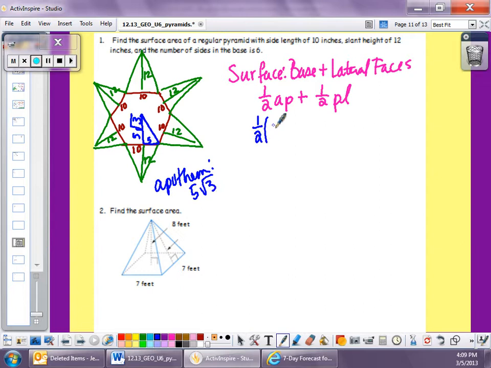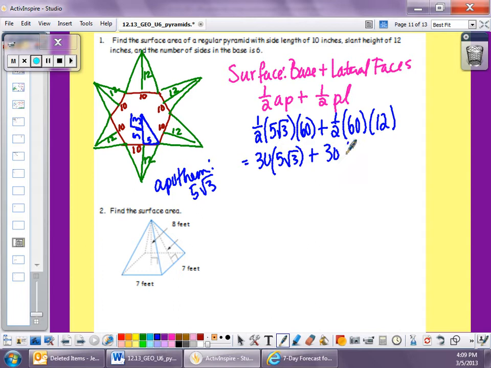1/2, 5 the square root of 3. The perimeter of my base was 10 six times. Excuse me, 60 plus 1/2. Again, my perimeter is 60, and my slant height was 12. This gives me 30 times 5 the square root of 3, plus 30 times 12, which gives me 150 the square root of 3, plus 360.